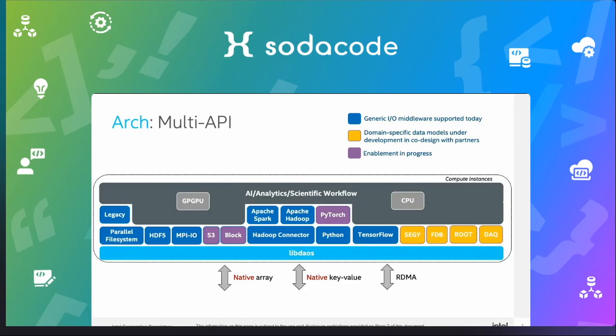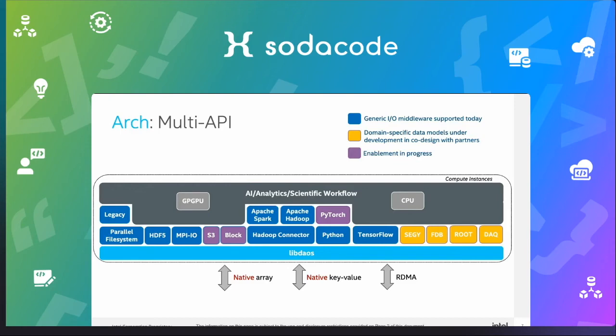models. Here they are represented in yellow, and there are only 4 examples. SEGY for the oil and gas industry; FDB, which is field database, in collaboration with ECMWF to represent their climate data natively on top of DAOS; in collaboration with CERN around the ROOT format, which is used for particle physics, and also trying to stream data from the ATLAS experiment directly to DAOS through this DAQ data acquisition layer.